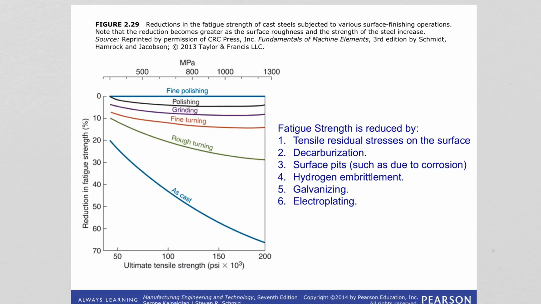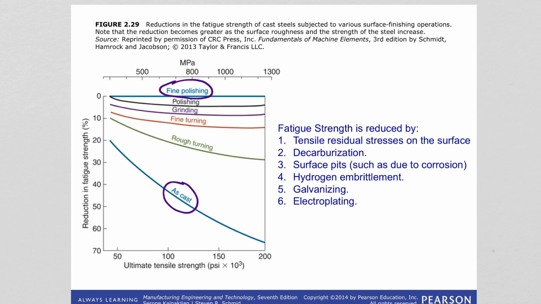So here we said the surface finish is important. And now we have a chart that shows us the effects on the fatigue strength, how it is affected by different surface finishing operations. Of course, fine polishing compared to as-cast will give us a smoother surface, right? Better surface finish. That's why we are seeing it doesn't have any reduction in the fatigue strength.